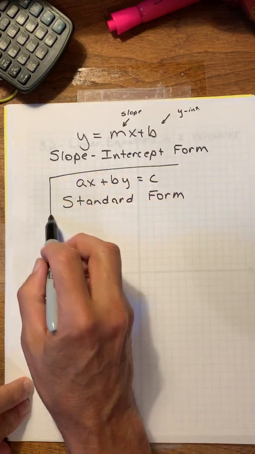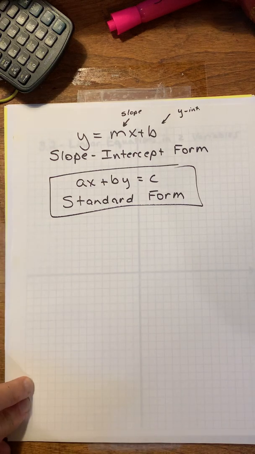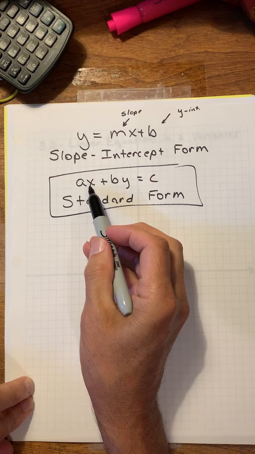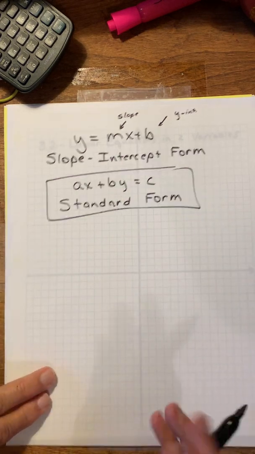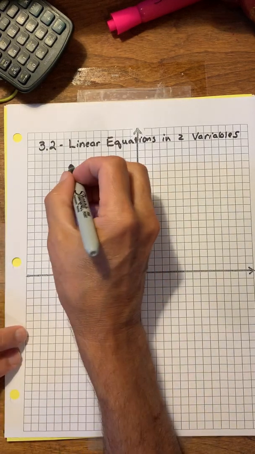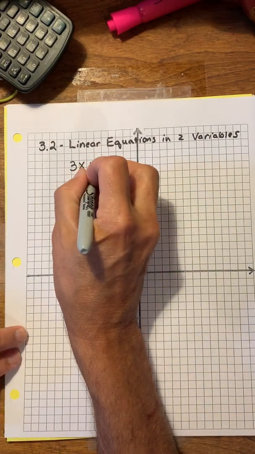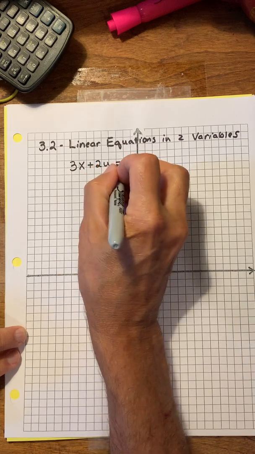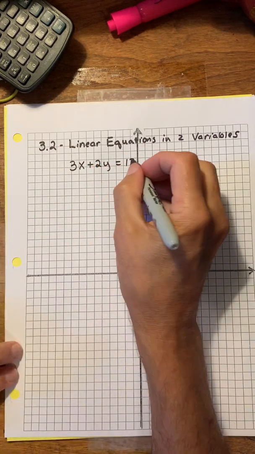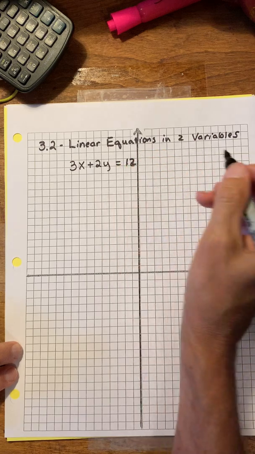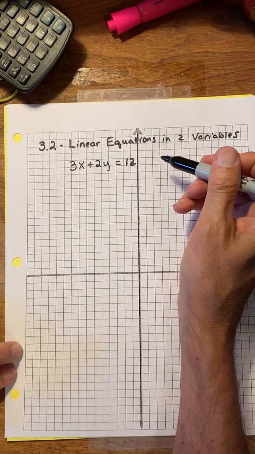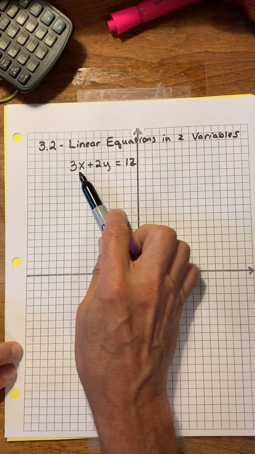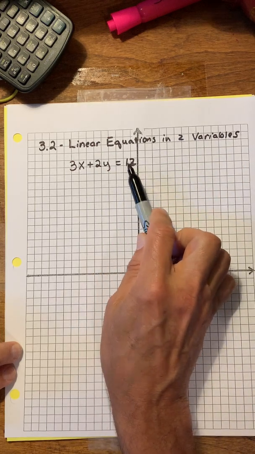You and I today are going to be looking at this guy, the standard form of a line. So many x's plus so many y's equals a number. Let's look at an example. How about that? 3x plus 2y equals 12. This is defined to be a linear equation. Why? Because it just has x's, y's, and numbers.